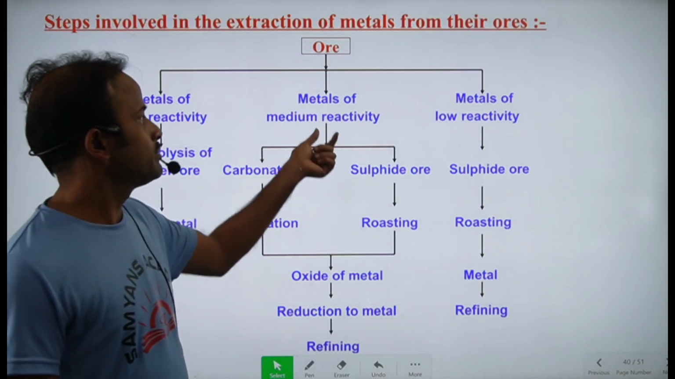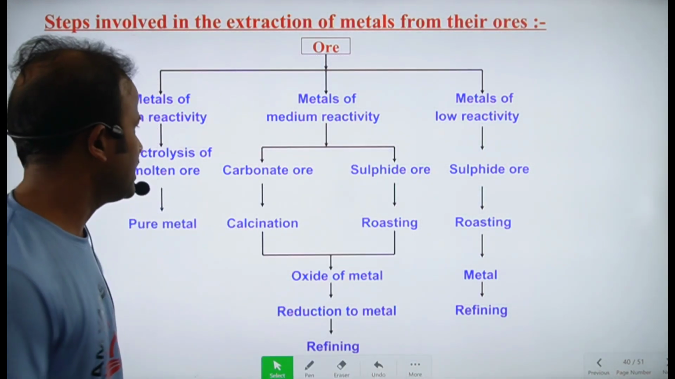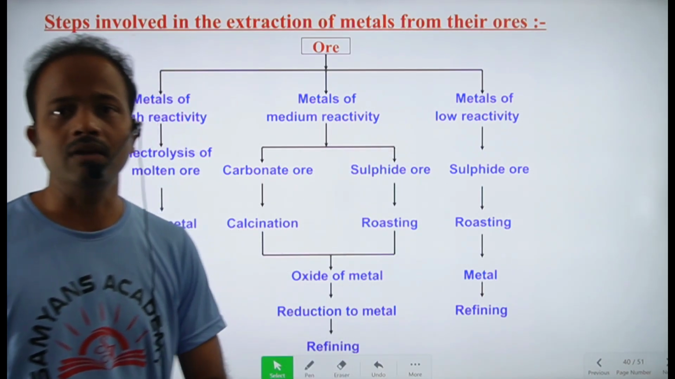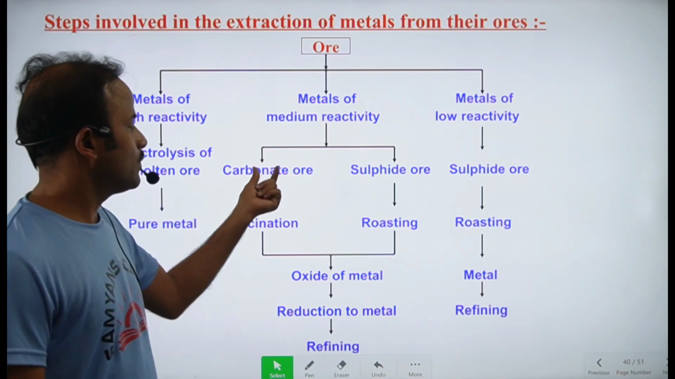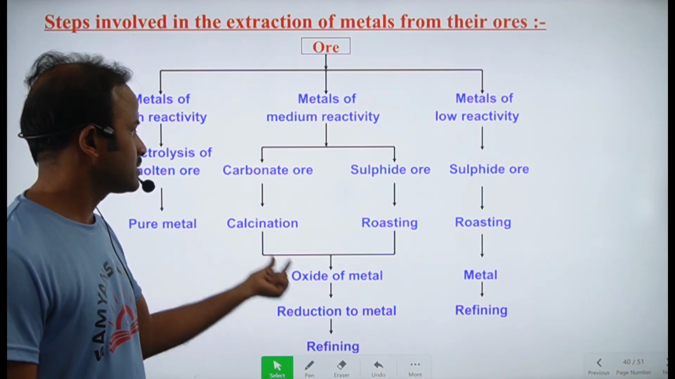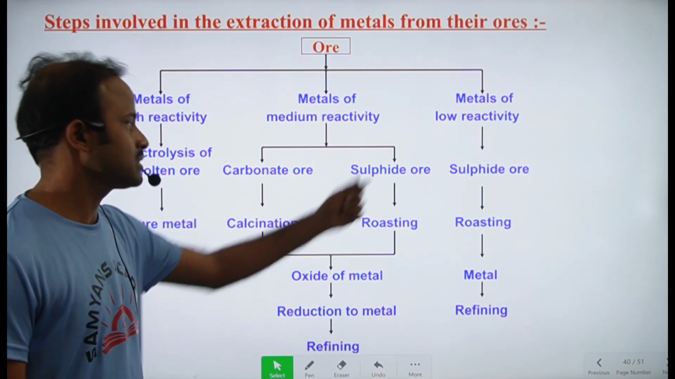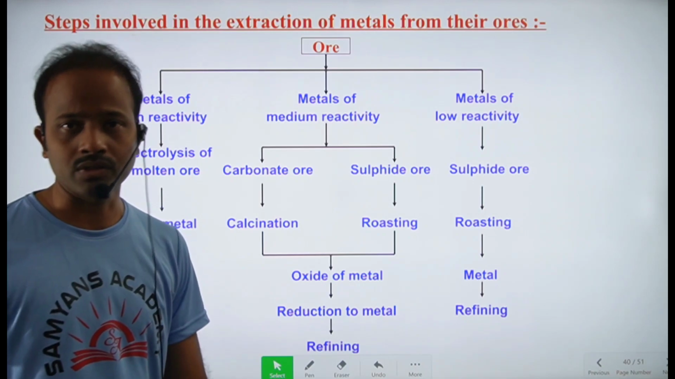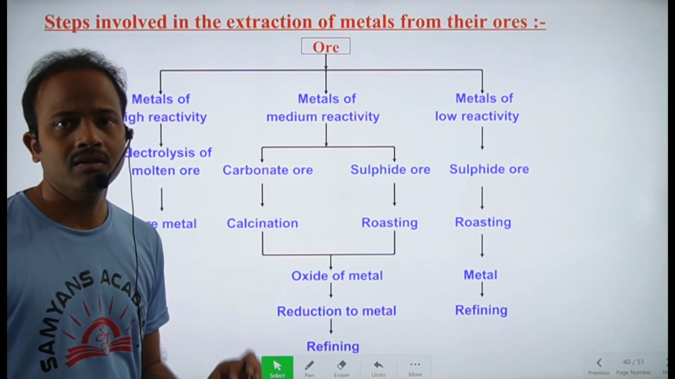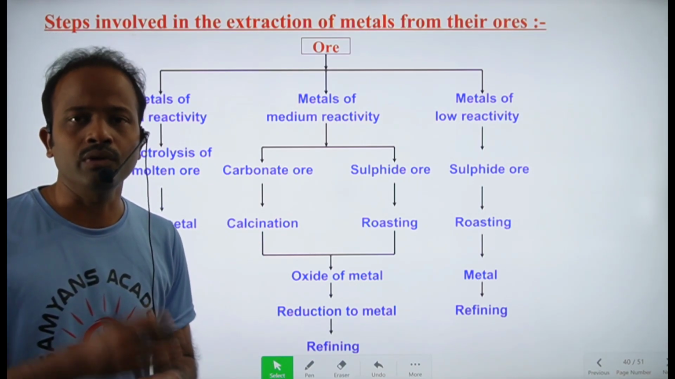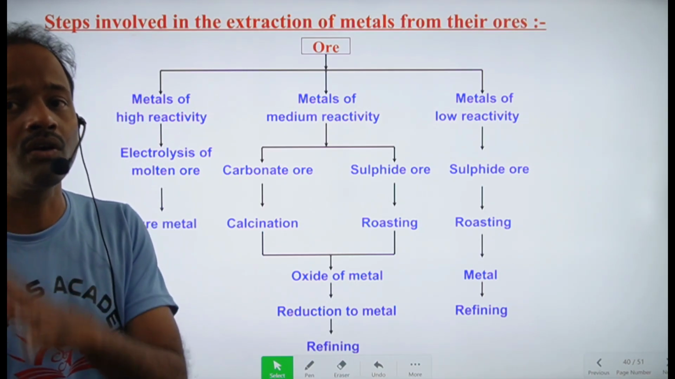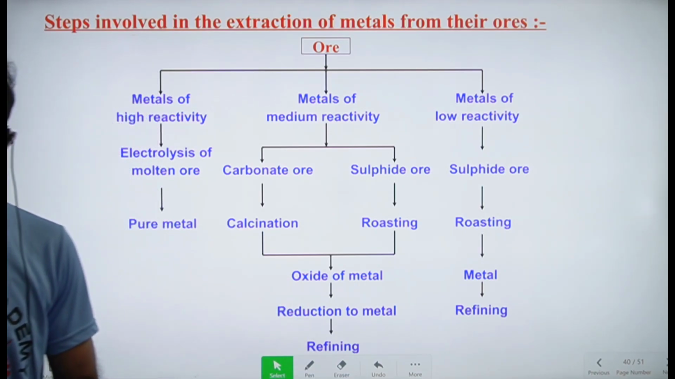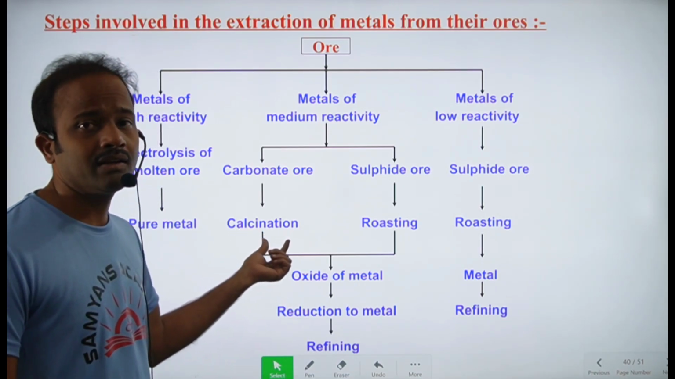Now those metals which have medium reactivity are classified into two types: carbonate ore and sulfide ore. This carbonate ore we can convert into metal oxide in the process of calcination. This sulfide ore we can convert into metal oxides in the process of roasting. Calcination means you are just heating the ore in the absence of air to remove the carbon dioxide.